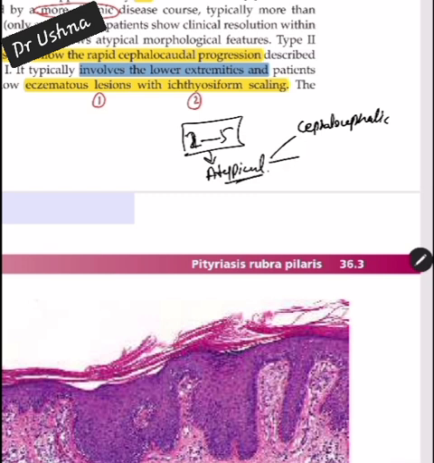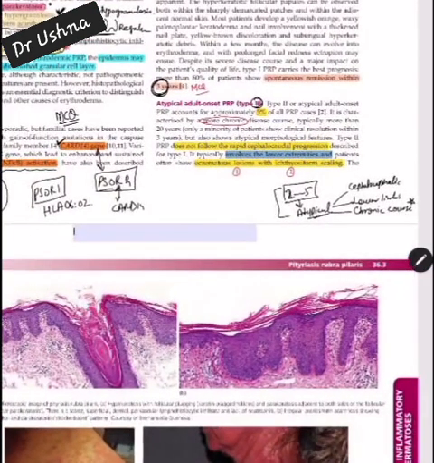Atypical type 2 presents on the lower limbs. This is a different thing. It presents in the lower limb. Next thing is that it's not going to be self-resolving. It presents with a chronic course. Both atypical types, type 2 and type 5, present with a chronic course. This is a very important thing for the MCQ. This is the prognosis.